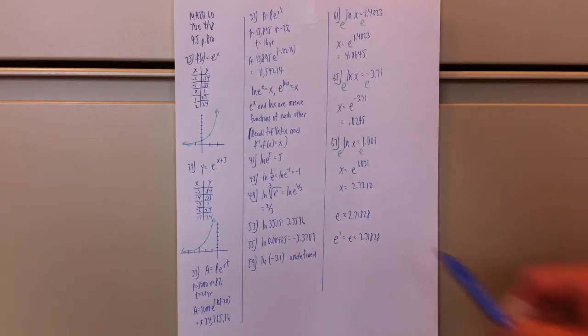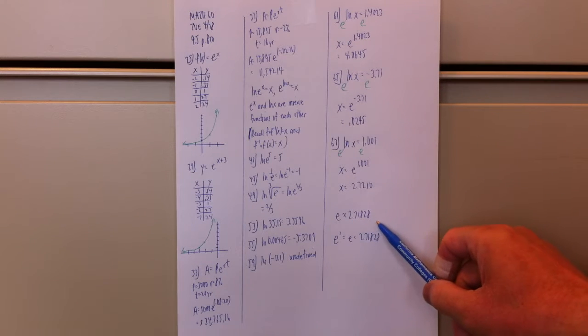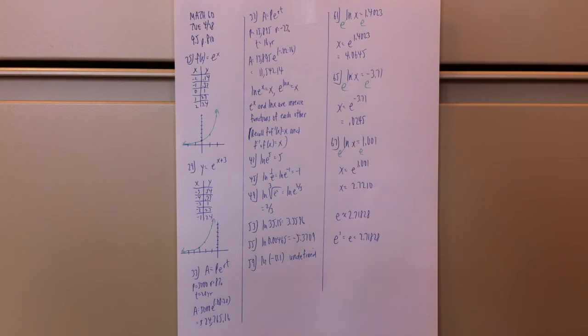The approximate value of e is 2.71828. You don't have to memorize that. Okay, and if you want to see the number e on your calculator, if you have an e button, you can just hit the e button. If you don't have an e button, you can trick it by raising e to the first power.